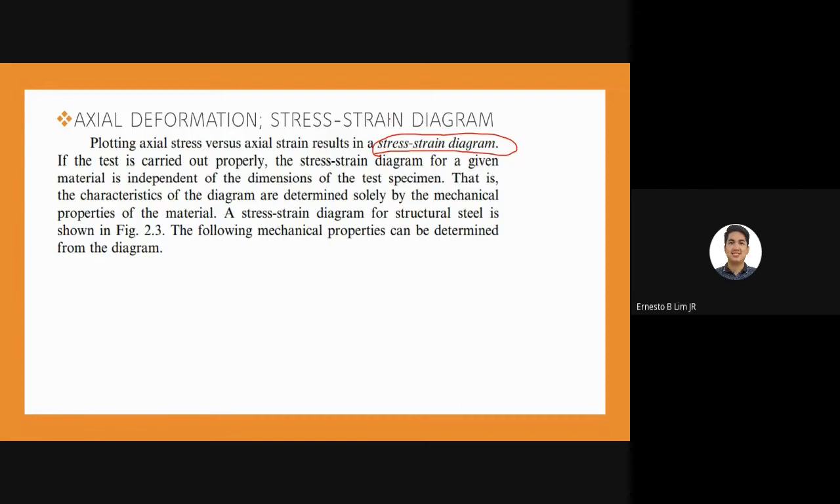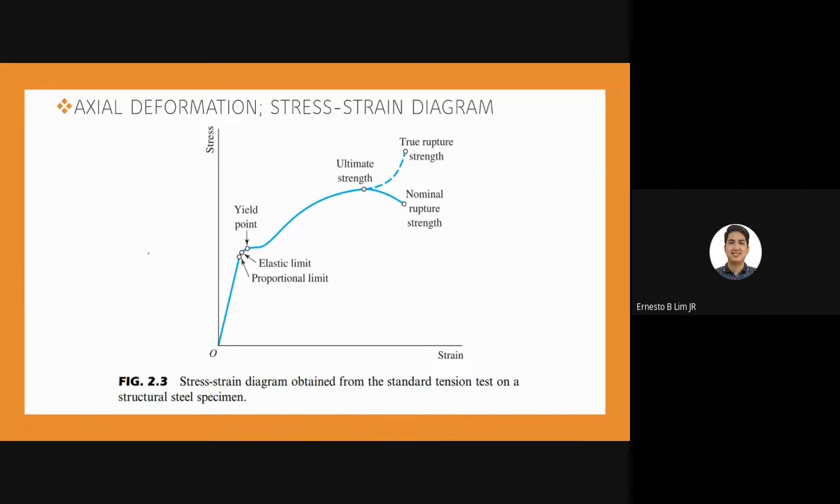So the characteristics of the diagram are determined solely by the mechanical properties of the material. The stress strain diagram for structural steel is shown in figure 2.3. The mechanical properties can be determined from this diagram. This is our stress strain diagram obtained from the standard tension test on a structural steel specimen. Our x-axis will be strain and y-axis will be our stress. This is the origin for our diagram.